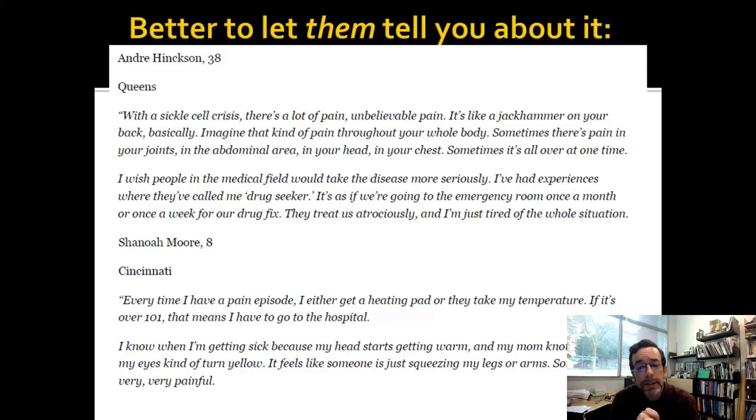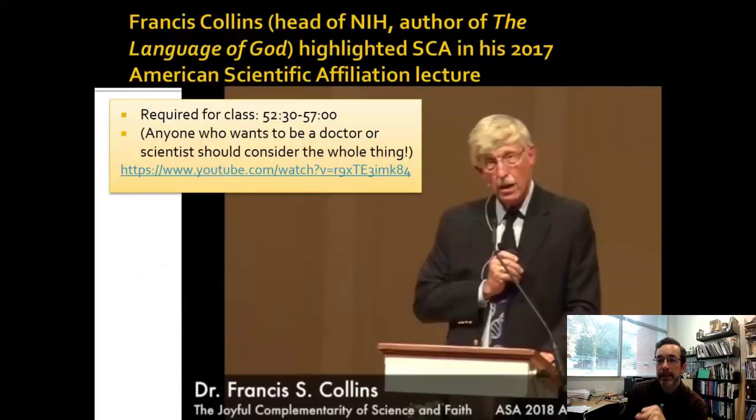My head starts getting warm. My eyes sort of turn yellow. Feels like someone's squeezing my legs and arms. Very, very painful. So what's causing this pain is a genetic mutation in hemoglobin. The good news is, because it's such a focused genetic mutation, there's a possibility that with new technologies we'll be able to fix it. So I want you to listen to one extra video beyond this.